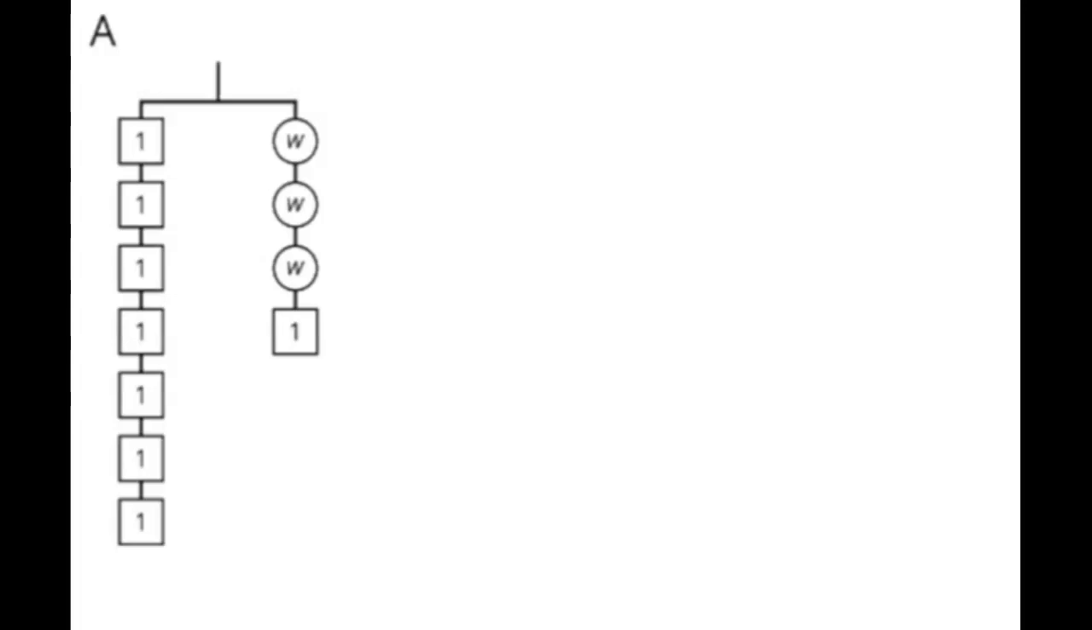On the left, there are 7 ones, so we're going to write 7, and it's equal, it's balanced. On the right, we have 3 W's and a 1. We're going to call that 3W plus 1. Now, our task is to figure out what W is, and a lot of you can do that mentally, but I want to show you how this diagram relates to a process that we're going to use over and over and over throughout this year.